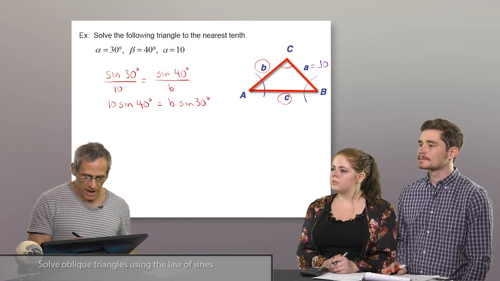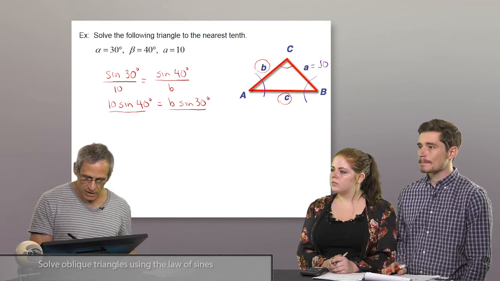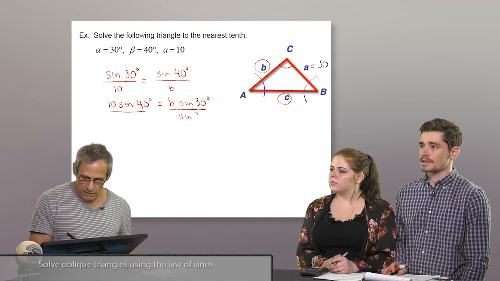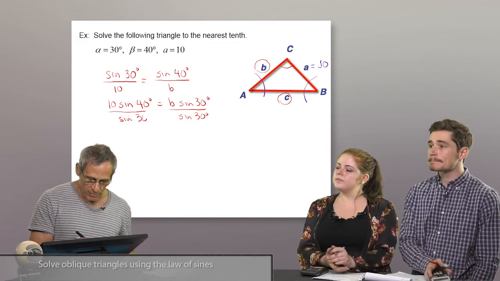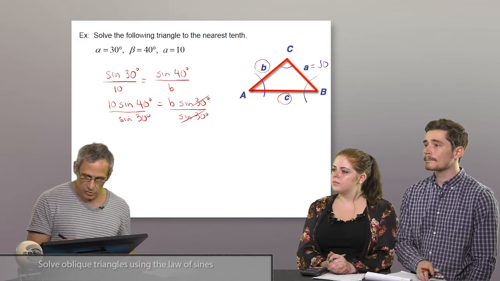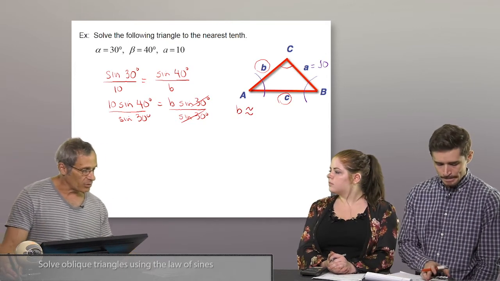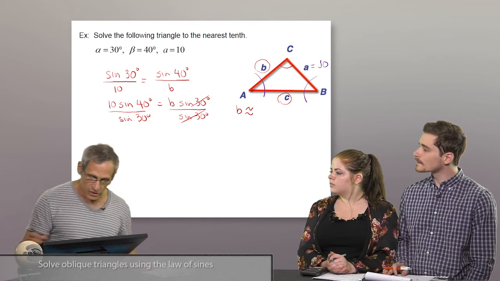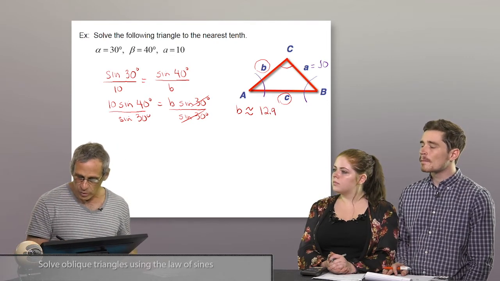So I can find b. I would divide both sides of the equation by the sine of 30 degrees. Very good. And so here is my representation for b. I'm going to give us the answer here: b is approximately 12.9 to the nearest tenth, which is what I need to solve to.